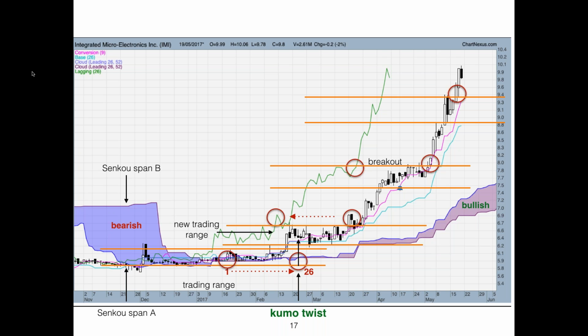So for IMI, we are still in a strong uptrend unless the Kijun-sen or Tenkan-sen is broken. So you have to know these signals and make sure you're able to apply these signals in your chart so that you can anticipate these kinds of moves. IMI had already made a huge profit from its base at 6 pesos. It is now at 10 pesos. So that's more than half. That's more than a 50% gain already.